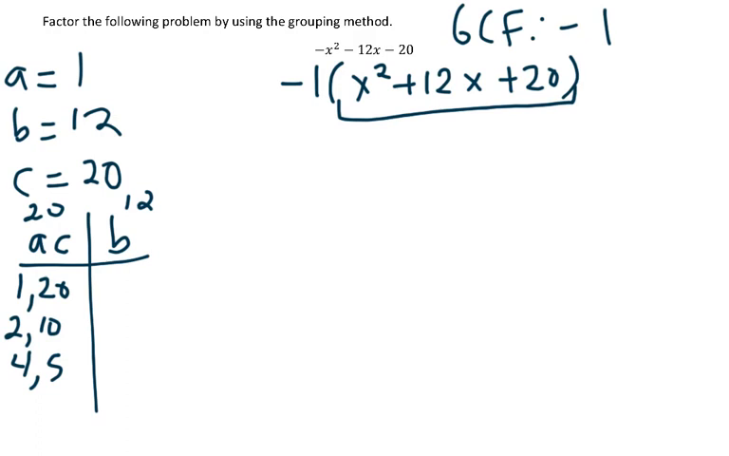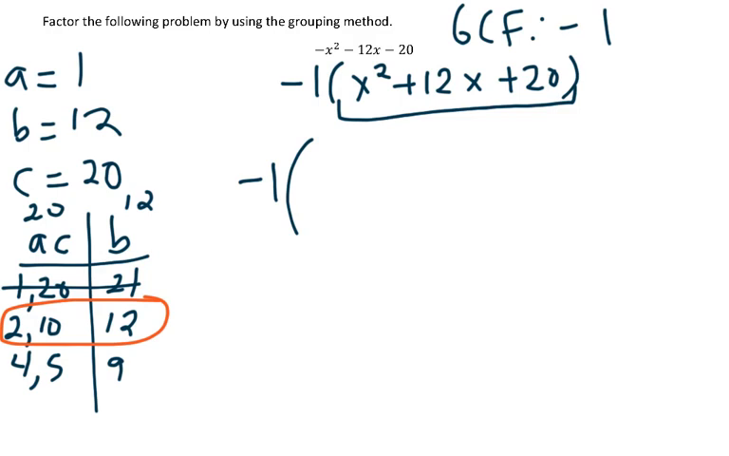I'm going to add them up. 1 plus 20 makes 21. That's not it. 2 plus 10 makes 12. 4 plus 5 makes 9. So what I notice is that I have 2 and 10 as my factor pair. Okay, this -1 is just hanging out in the front here. We've pulled him out already.